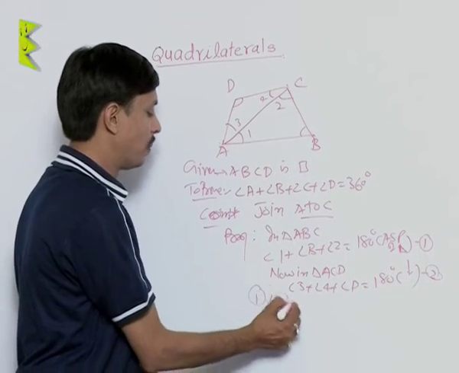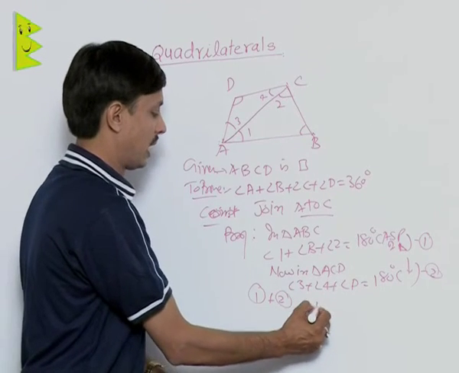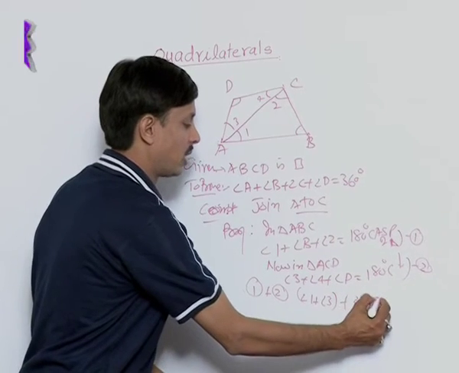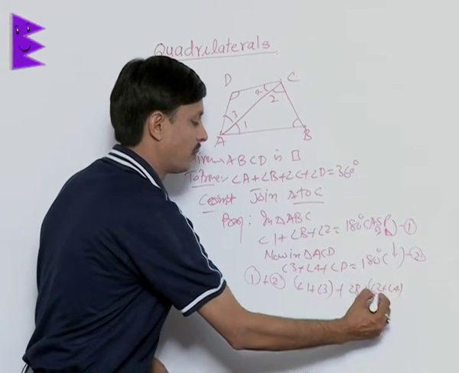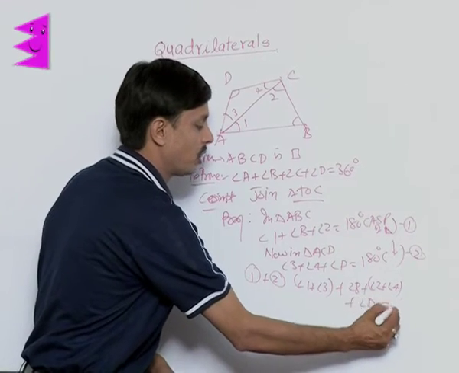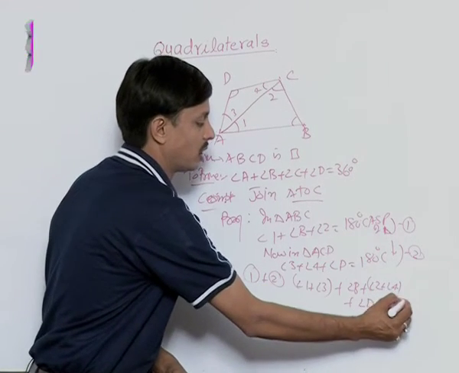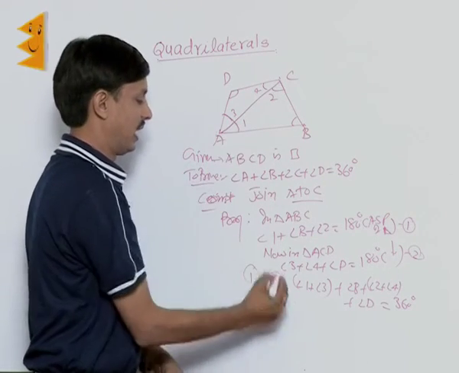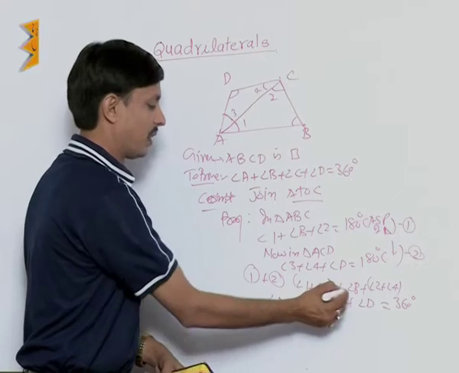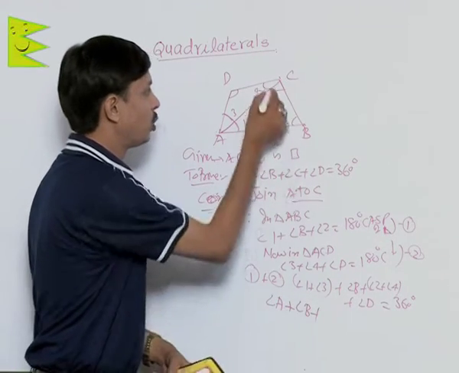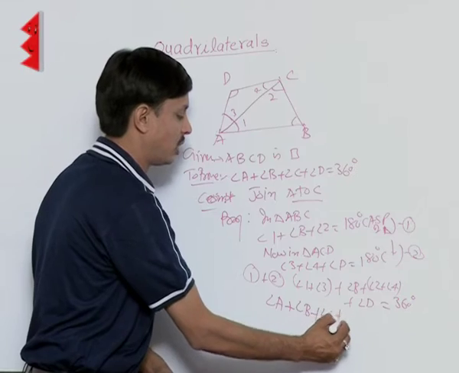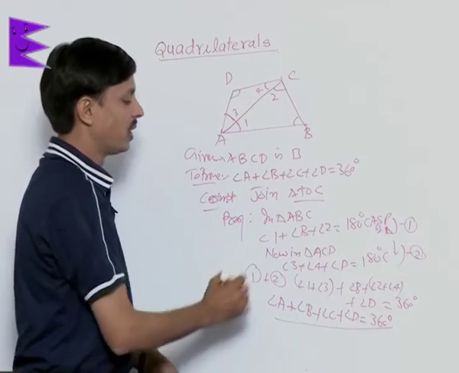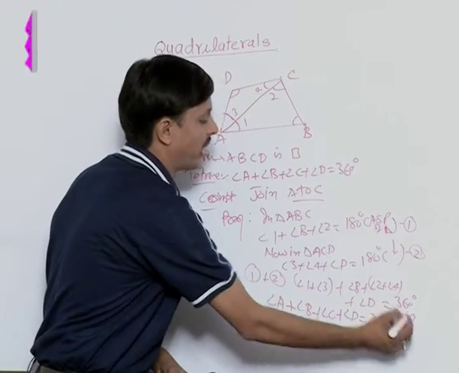If I ask you simply to add 1 and 2, you will say angle 1 plus angle 3 plus angle B plus angle 2 plus angle 4 plus angle D is equal to 180 plus 180. This becomes 360 degrees. Angle 1 plus angle 3 is named as angle A, then angle B, then 2 plus 4 can be written as angle C, and then angle D. This result is 360 degrees. This is the required result which we would like to show.